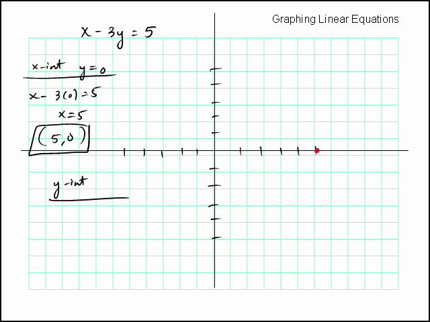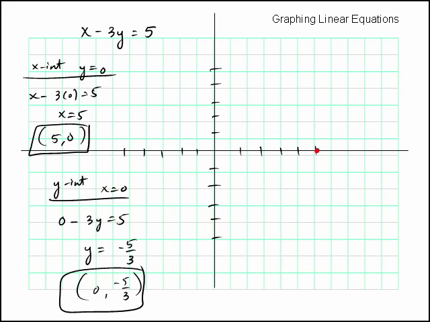Okay, now I need the y-intercept. To find a y-intercept, we set x to 0. I'm going to plug 0 up there. 0 minus 3y equals 5. If you were to solve this for y, you get negative 5/3. Y-intercept, (0, -5/3). Now, negative 5/3 is about, what is that? Negative 2 2/3. So that would be right about there. And our line must look something like this. And I've graphed it.